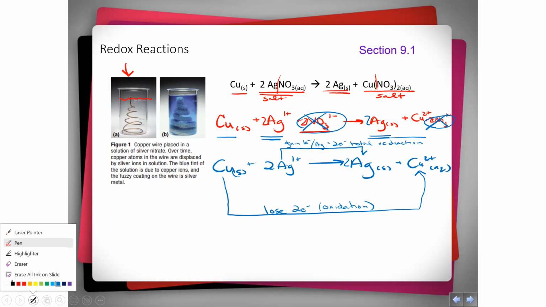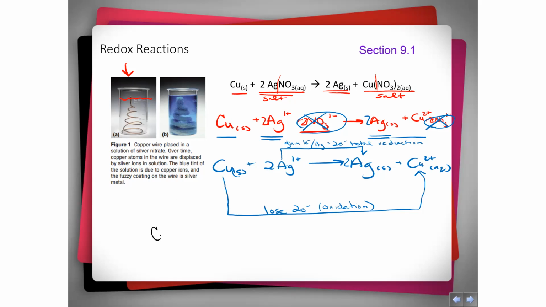And the one thing we did not write in them is the actual electrons. So let's look at that. Copper, Cu, goes to Cu2 plus. It lost 2 electrons. So that means 2 electrons were given off from the copper solid. So the electrons end up on the product side. This reads as an oxidation. This is called the half reaction.